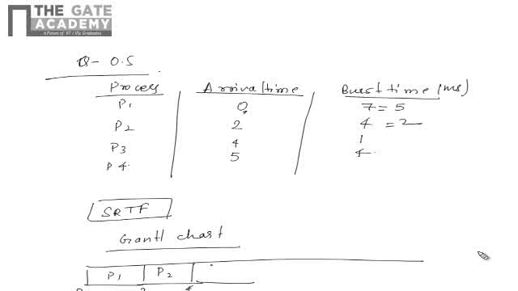At 4, P3 has come, and P3 will complete its execution because it has a burst time of 1 millisecond, so this ends at 5. At 5, P4 is also there and P2 is also there, so the tie is broken according to arrival, and P2 has only 2 burst time left. So first P2 will be done, ending at 7. Then P4 will be done, 7 plus 4, that is 11, and then P1 will come, so 11 plus 5, that is 16.